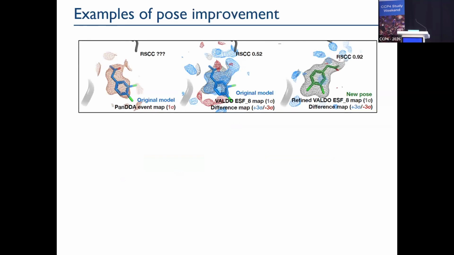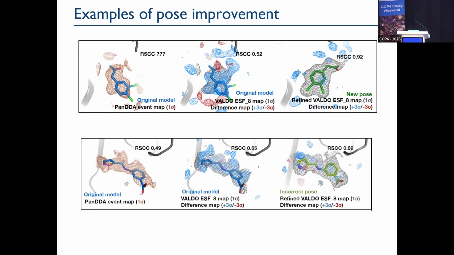Some examples of what you can do. We looked for some of these hits with, in this case, I believe it's a chloride atom, I could be wrong. This was the originally placed model against the Panda event map. Here is in gray the VALDO event map, and in blue the VALDO difference map, which suggested to us that the ligand was incorrectly placed. When we place it correctly and perform refinement, we get a much better fit to the data.